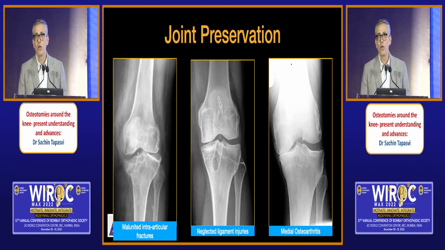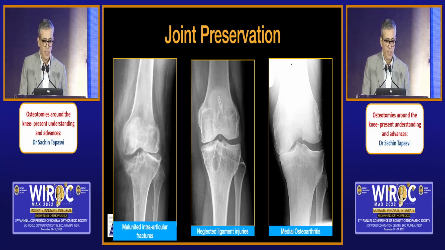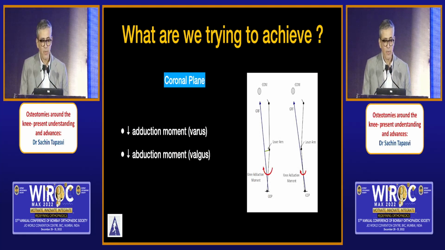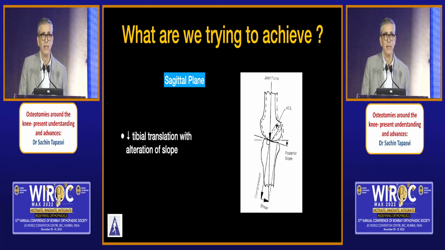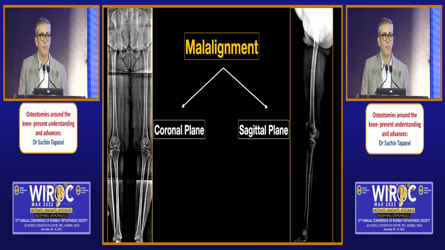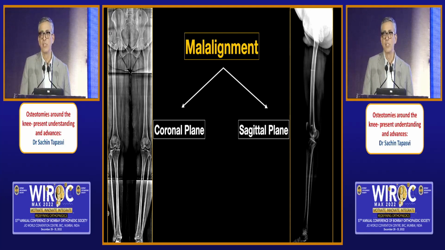Essentially, the whole concept of modern osteotomy is all about joint preservation, and we look at three main indications, which are predominantly malunited intra-articular fractures, neglected ligament disruptions, and even medial compartment arthritis still stands today. We're trying to achieve good correction both in the coronal and the sagittal plane. The sagittal plane is something that we understand a lot better now, and we want to try and realign any form of malalignment which is present in both of these planes to achieve a good stable function of our knee joint.